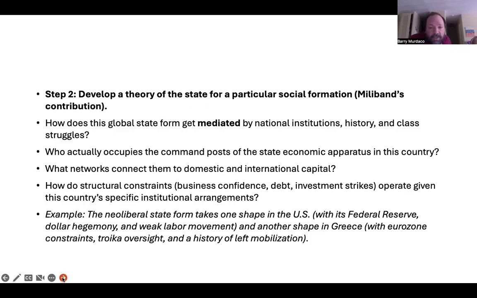What networks connect them to domestic and international capital? How do structural constraints, business confidence, debt, investment strikes, operate given the country's specific institutional arrangements? Again, the neoliberal state form takes one shape in the U.S. with its Federal Reserve, dollar hegemony, and weak labor movement, and another shape in Greece with its constraints but also a stronger history of left-wing mobilization.